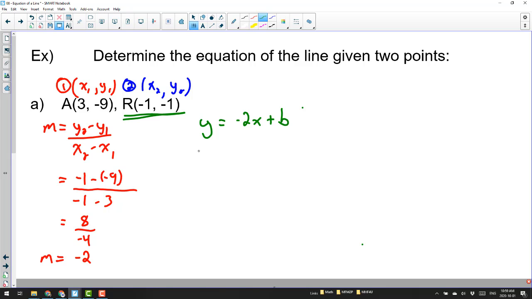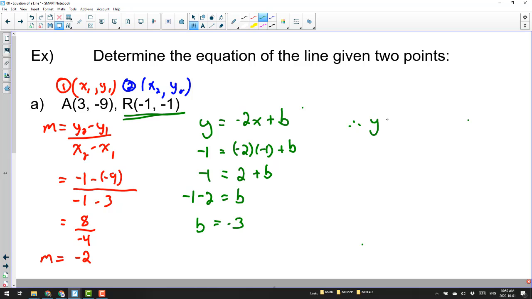So my x and my y are both negative 1. So negative 1 is equal to negative 2 times negative 1 plus b. So negative 1 is equal to 2 plus b. I will subtract 2 off both sides, and I get a b value of negative 3. So again, don't forget about our conclusion. Therefore, y equals negative 2x minus 3.